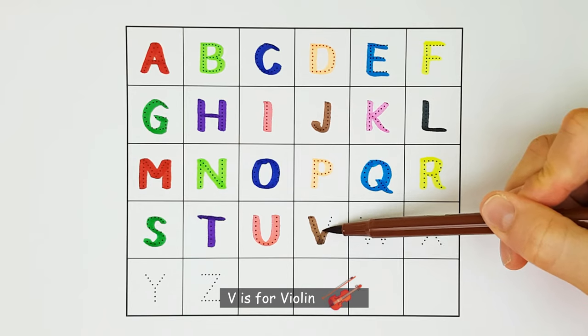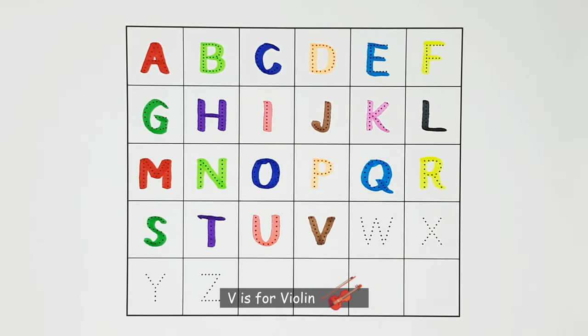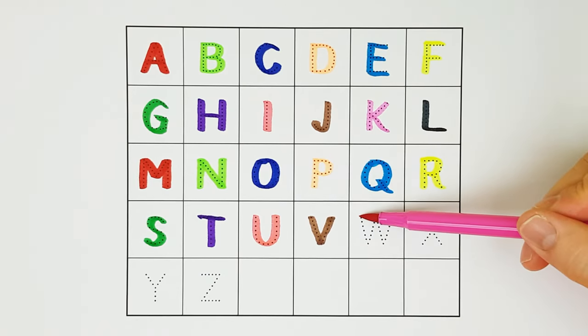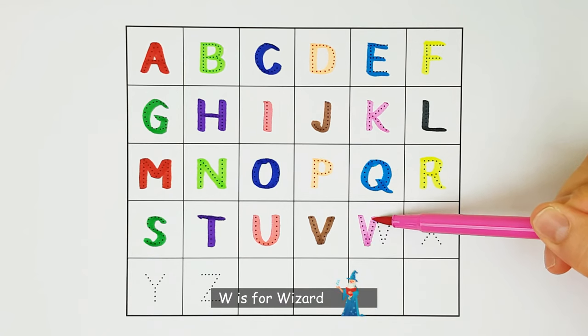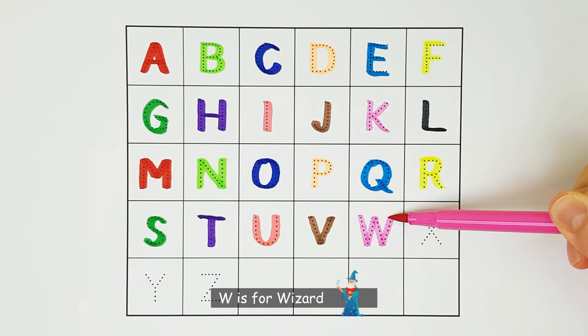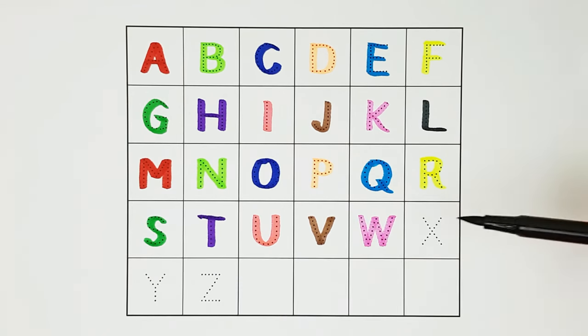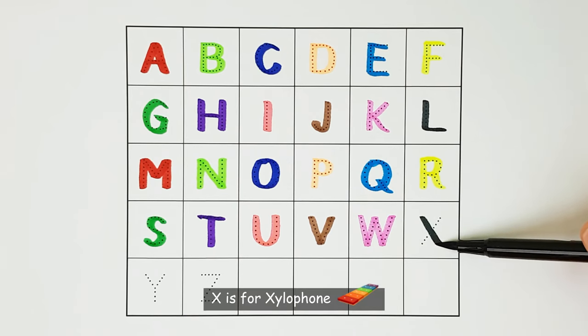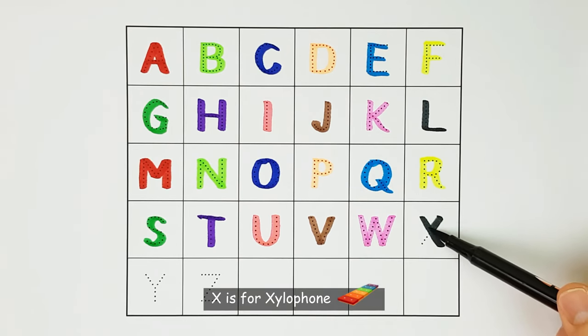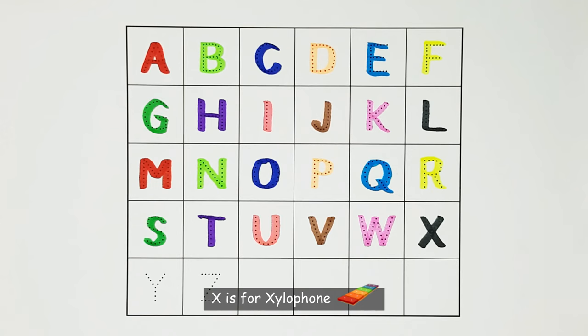V. V is for violin. V. W. W is for wizard. W. X. X is for xylophone. X.